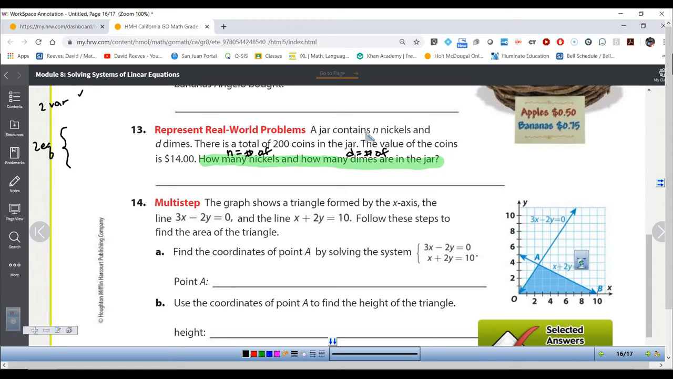Now let's go back to the problem and see what they told us. Do we know how many dimes and nickels we have? No, but do we know how many together that we have?